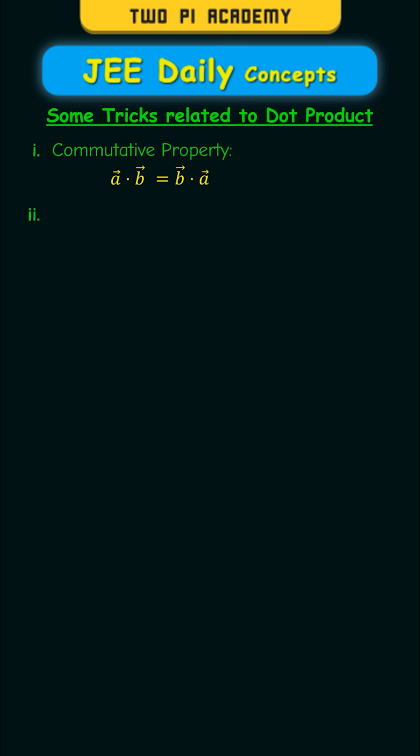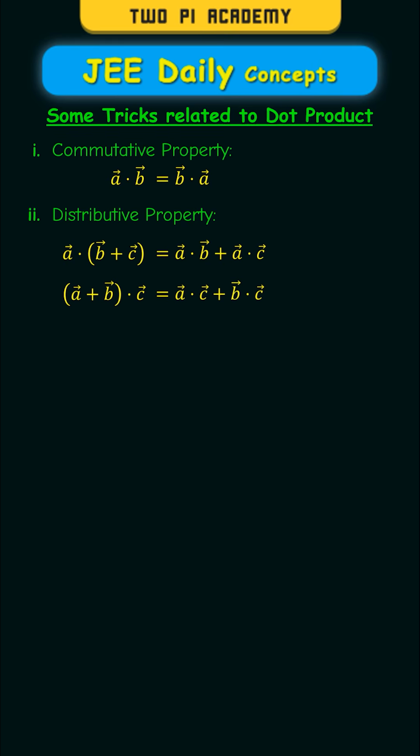And then if you have a dot product of a vector and sum of two vectors, then you can distribute the dot product onto the two vectors in the addition. And since we distribute them, this is known as the distributive property of the dot product. And you can also write a second variant of this by changing the order.